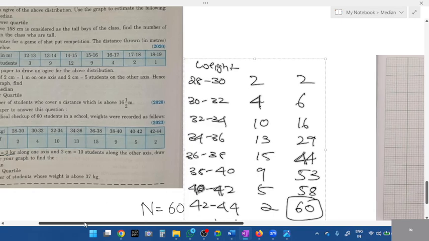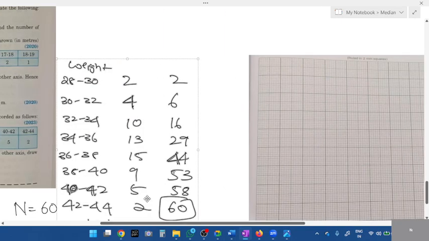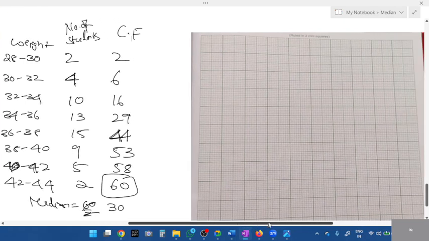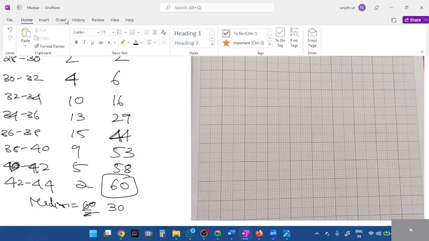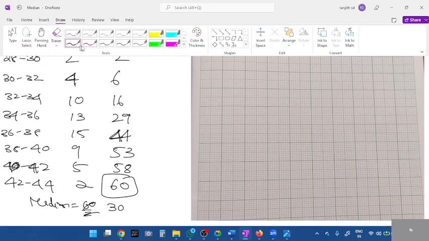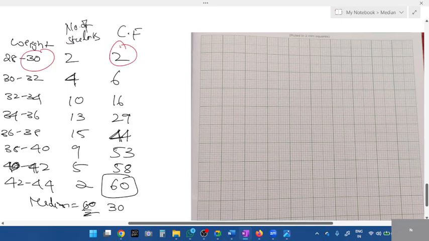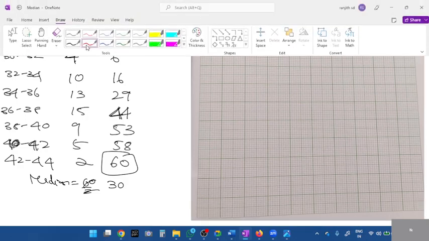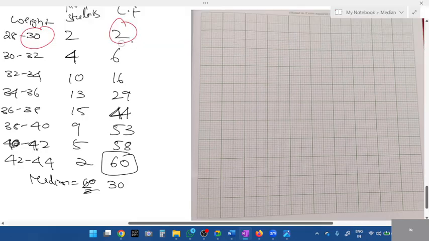Weight and what else is written? Number of students. Weight and number of students. Your cumulative frequency. Even cumulative frequency is number of students. Okay, now tell me, for the ogive graph, what are the two things required, students? All of you will respond. Upper limit and cumulative frequency. Before that, we need to plot the graph. Axis is very important. All of you will draw the x-axis and y-axis.